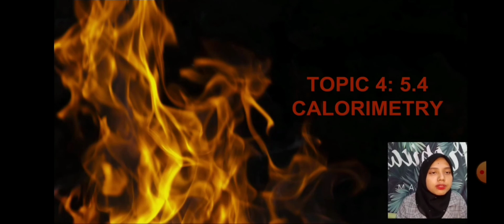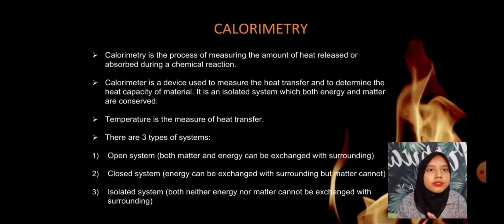My student ID is 202081196. So now let's move to topic 5.4, which is calorimetry. Calorimetry is the process of measuring the amount of heat that is released or absorbed during a chemical reaction. A calorimeter is a device that we use to measure the heat transfer and to determine the heat capacity of a material. It is an isolated system in which both energy and matter are conserved. Temperature is the measure of the heat transfer.